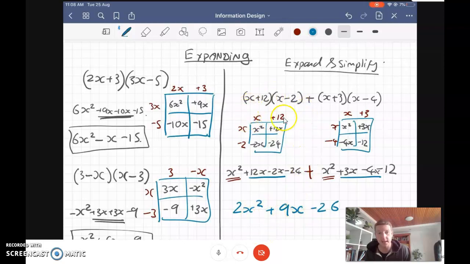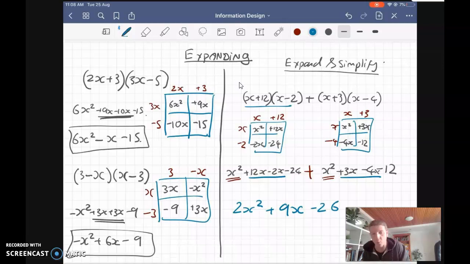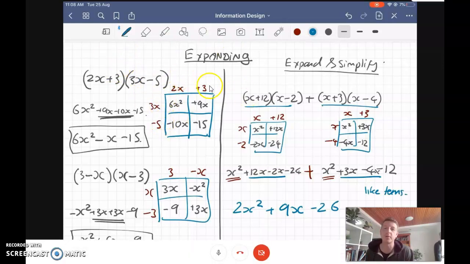Right, so you just expand the first lot, get a solution, then expand the second one, and then we can combine them all by looking for our like terms. Okay. So that's it for expanding. Please make sure you do some practice online, and just get used to using the grid, so always have a pen and pencil ready for expanding.